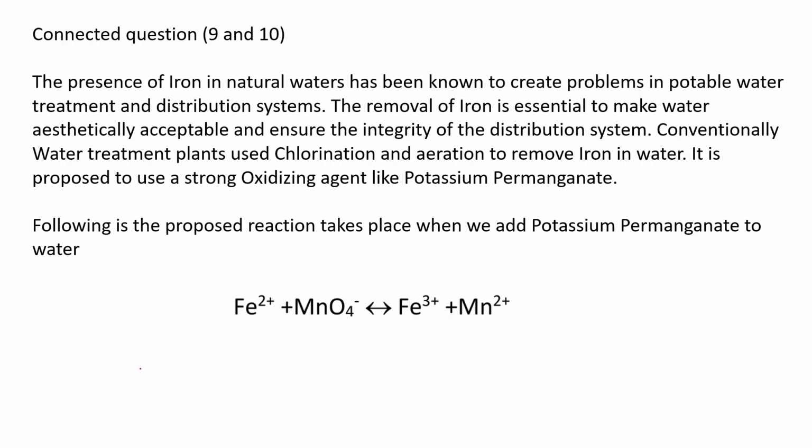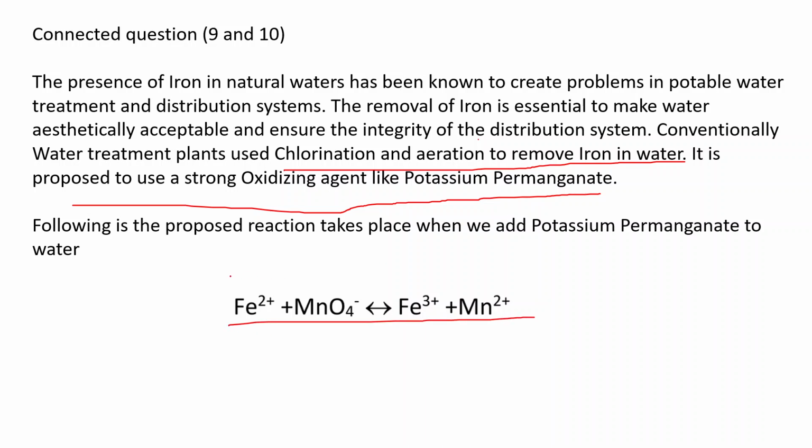Conventionally, water treatment plants use chlorination and aeration to remove iron in water. What will aeration or chlorination do? They will oxidize the iron to Fe3+. Then it will precipitate and it can be removed. It is proposed to use a strong oxidizing reagent like potassium permanganate. Following is the proposed reaction when potassium permanganate is used. It is just converting Fe2+, which is in dissolved form, to precipitated form, Fe3+.